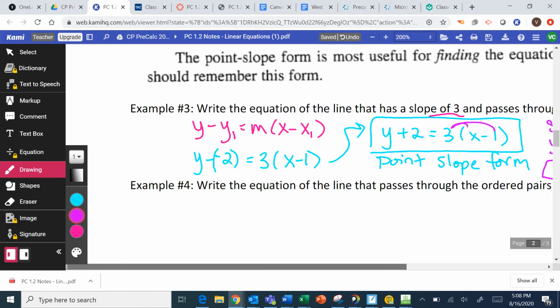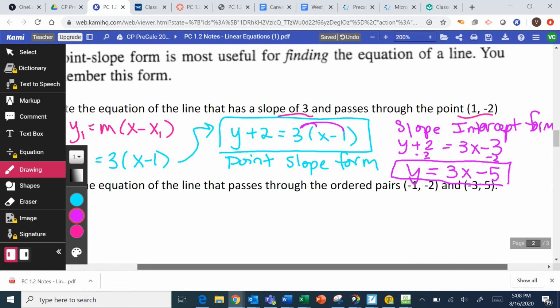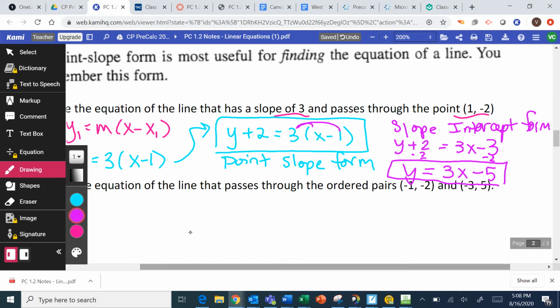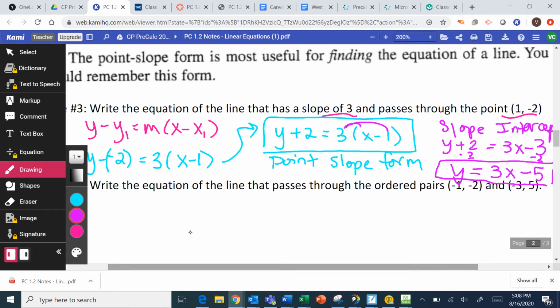Okay, next one, example 4. Write the equation of the line that passes through the ordered pairs, and this time I'm giving you 2 ordered pairs, negative 1, negative 2, and negative 3, 5. But what we need is a point and the slope. Here, I've given you 2 points but no slope. So you can find the slope by using the slope formula from the first page of notes.